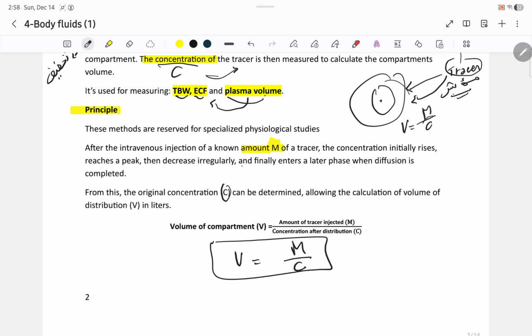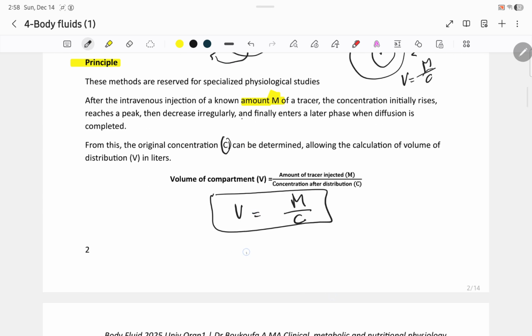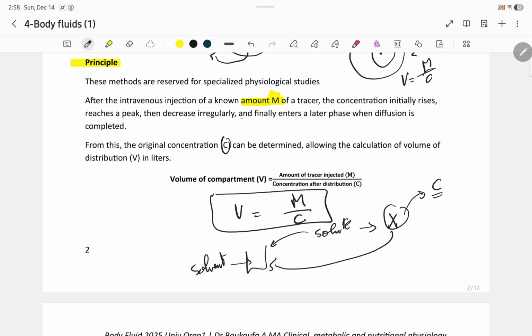So we have, for example, a solvent, and we have a solute, which is, for example, X. This X, we know its original concentration. After putting it in this solvent, we will have the final concentration.